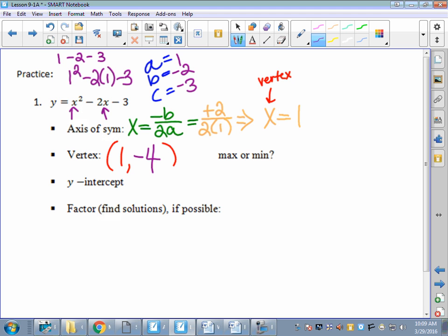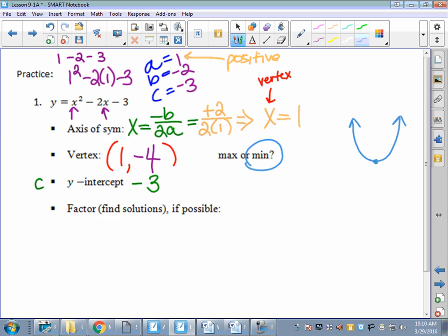So does that parabola, look at our original equation, open up or down? Or is the vertex 1, negative 4 a maximum or a minimum point? Well, it looks to me like my a value is positive, positive 1. So that means that my parabola is going to open up, which means my vertex should be a minimum point. Y-intercept, remember, is always your c value. What's my c value? Negative 3.